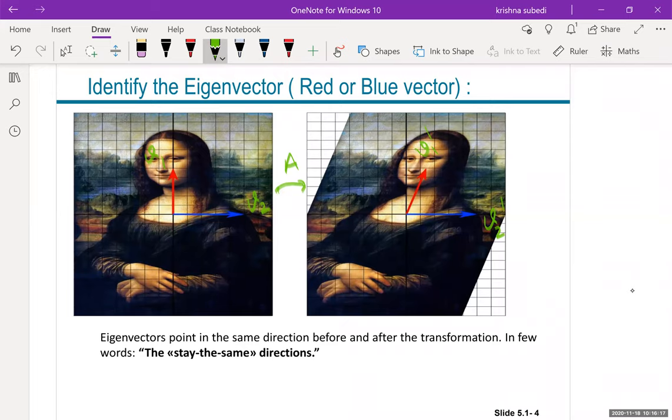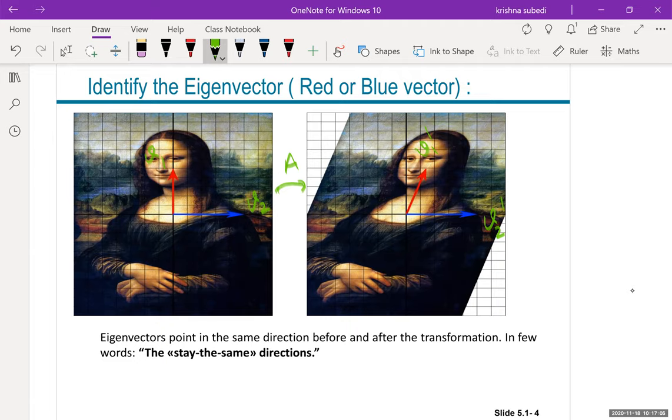I denote this by V1 prime. So after the transformation, V1 changes into V1 prime and changes its direction, whereas V2, the blue vector, remains the same. It doesn't change its direction. There is a possibility that the magnitude may change, but in this case, the magnitude also remains the same. That means the eigenvalue is 1: V2 divided by V2 prime is 1. There is no change in the magnitude and no change in the direction.